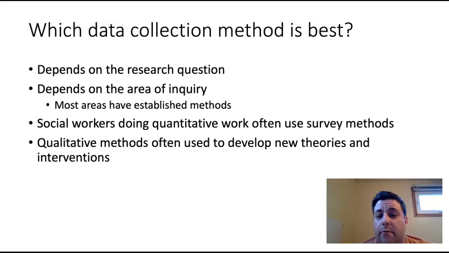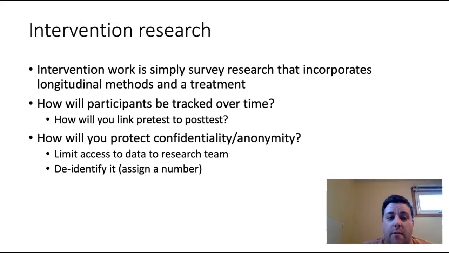Social workers, when doing quantitative work, often use survey methods. We often use qualitative work to develop new theories or new interventions. Speaking of interventions, interventions are really just survey work that incorporates a longitudinal method and some kind of treatment. So you're simply going to interview participants more than once and do some kind of intervention in between the interview points, the assessment points, the observation points.